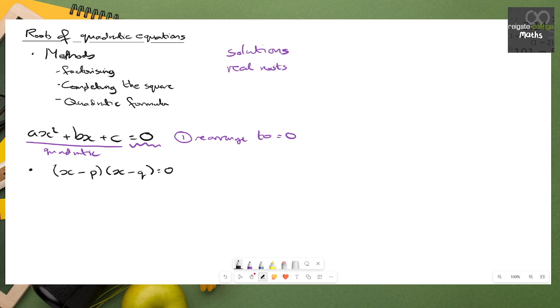Now, why does this work? Well, we know that either this bracket or this bracket, or both of those brackets, are going to be equal to some number. If we have two numbers times together that equal 0, that means that either one of the numbers or the other, or both, must be equal 0, because the only way to times two things together and get 0 as your answer is if one of them is, or both of them are 0. That allows us to rearrange to get our roots.